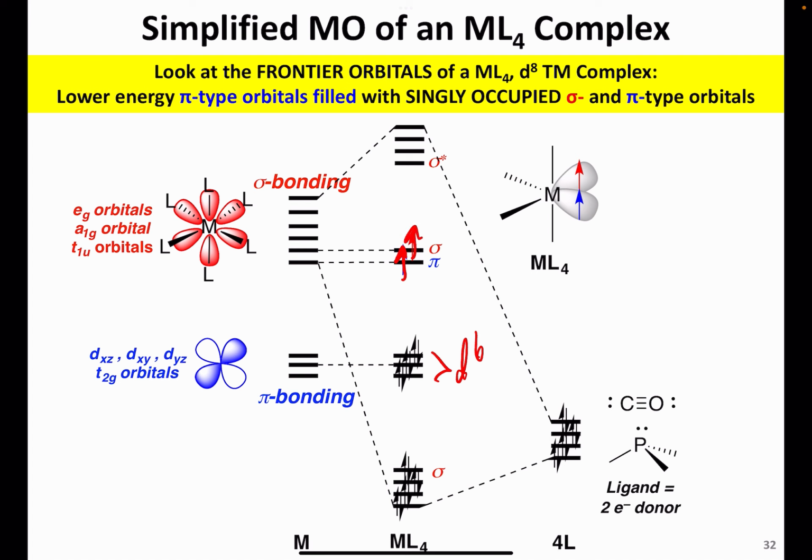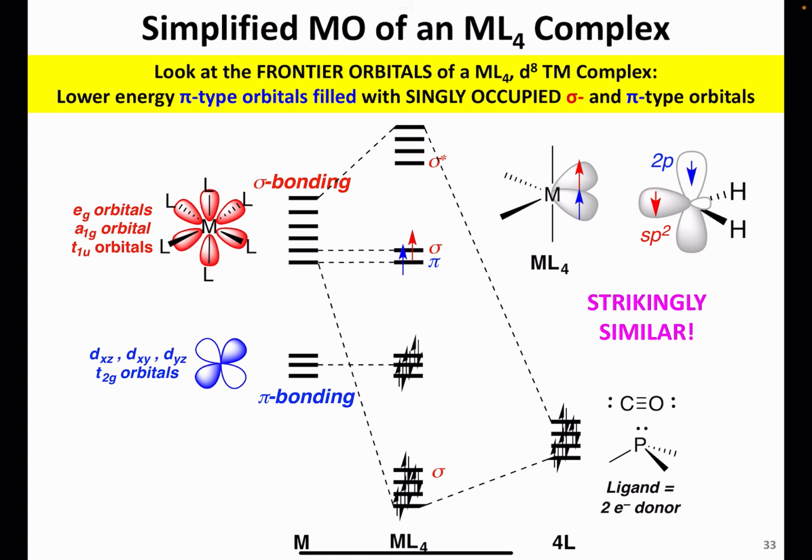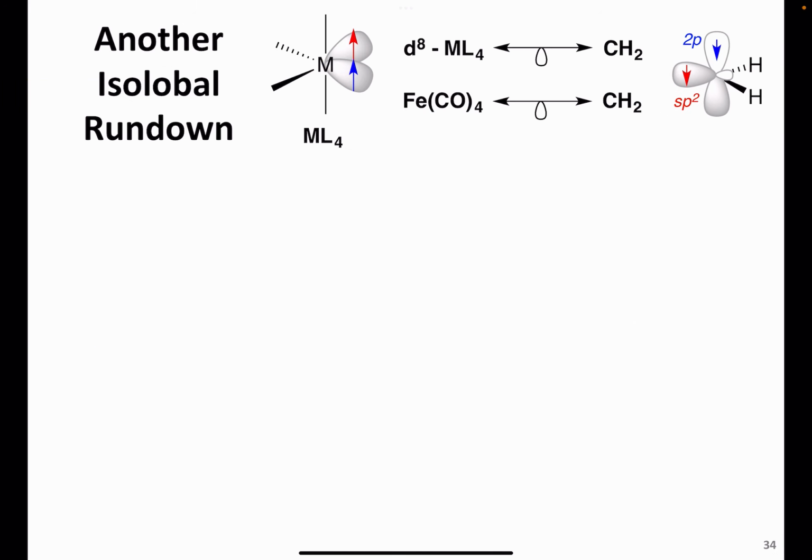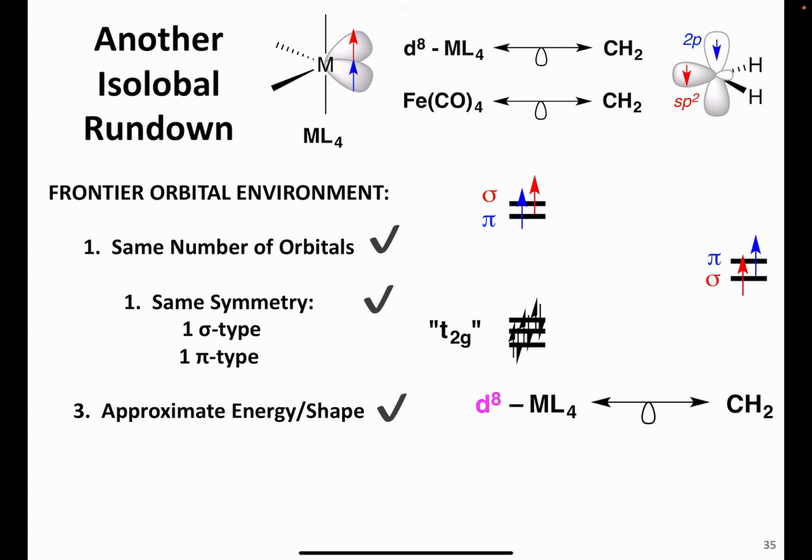Isn't this strikingly similar to the carbene fragment? They are strikingly similar, and in fact, they are isolobal with one another. The d8 ML4 transition metal fragment is isolobal with CH2. That means that iron tetracarbonyl is isolobal with CH2. This means that there's no surprise that these 2 fragments can get together and form transition metal complexes. Notice that they have the same number of frontier orbitals. You've got 2 over here and you've got 2 over here.